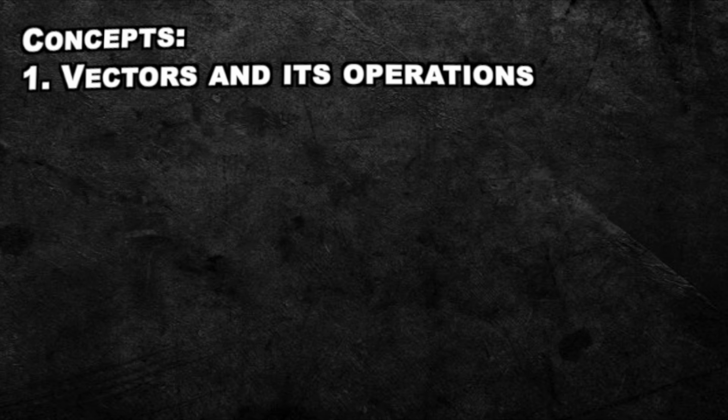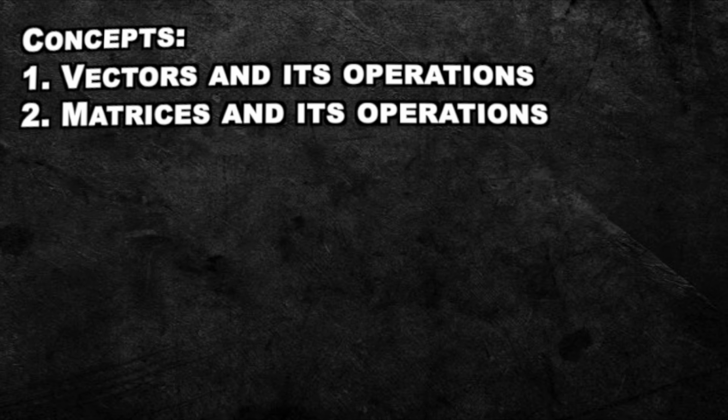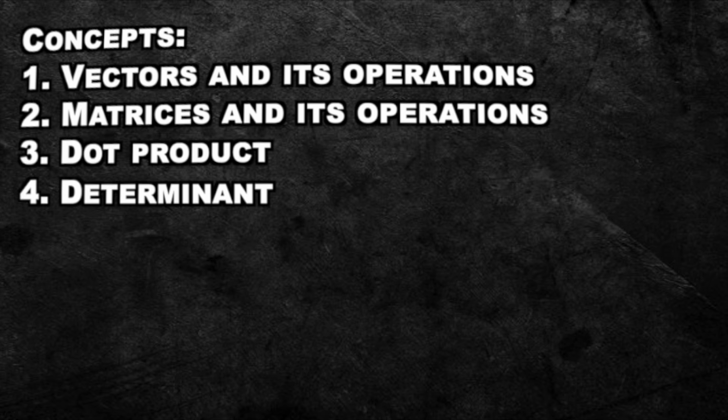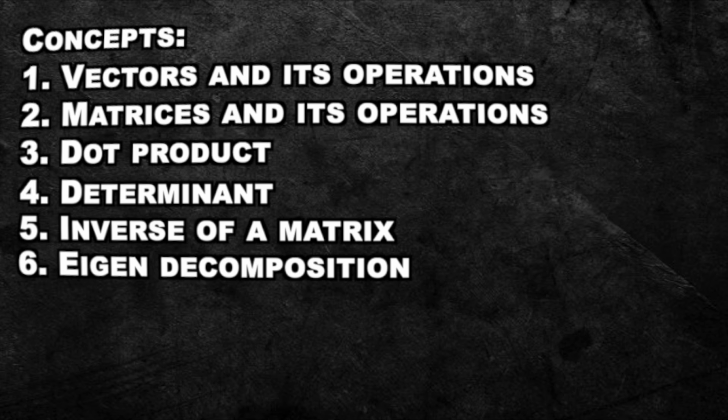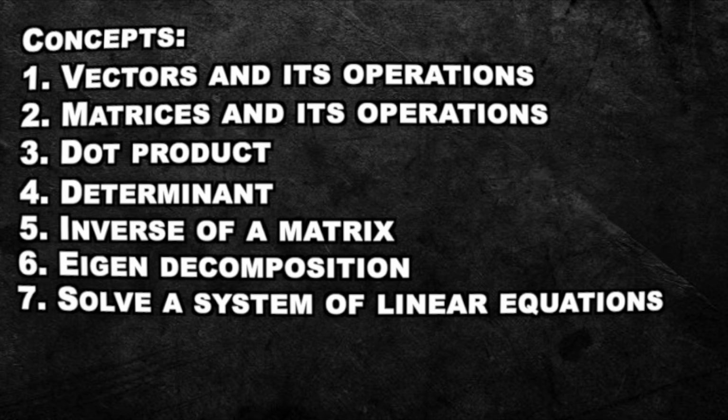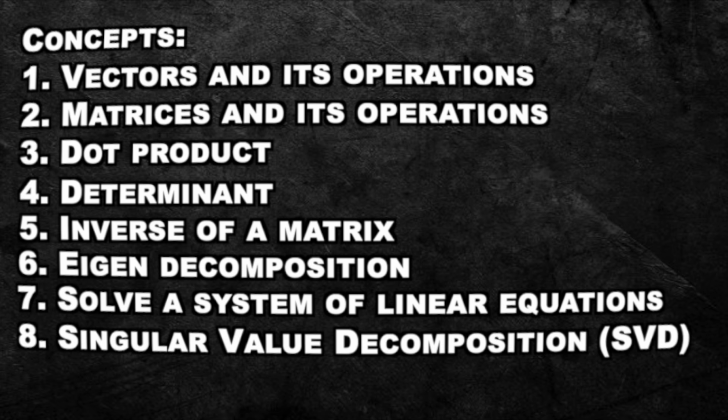So here's a list of concepts we will be covering today. First, we're going to start with vectors and basic operations of vectors. Then we're going to look at matrices and some basic operations like dot products, determinants, inverse of a matrix. And then we will head over to eigenvalue decomposition and where eigenvalue decomposition is used, and we will also solve a system of linear equations as an example, and finally wrap it up with singular value decomposition, or SVD.